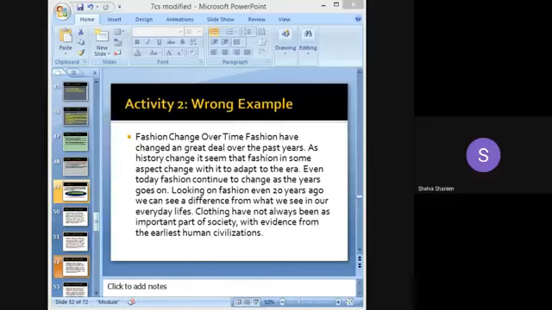Next sentence. Even today, fashion continue to change as the years goes on. Continues. It should be continues to change as the years go on. Go on. Okay.